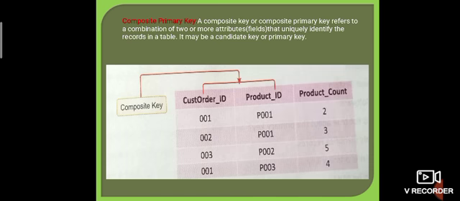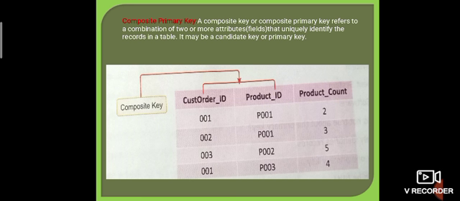Composite primary key. A composite key or composite primary key refers to a combination of two or more attributes that uniquely identify the records in a table. It may be a candidate key or primary key. We can consider the example.